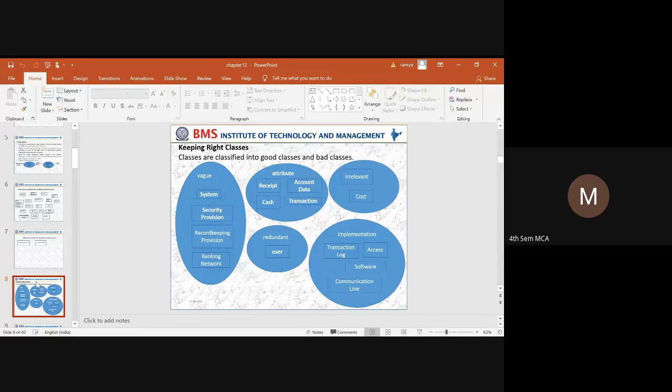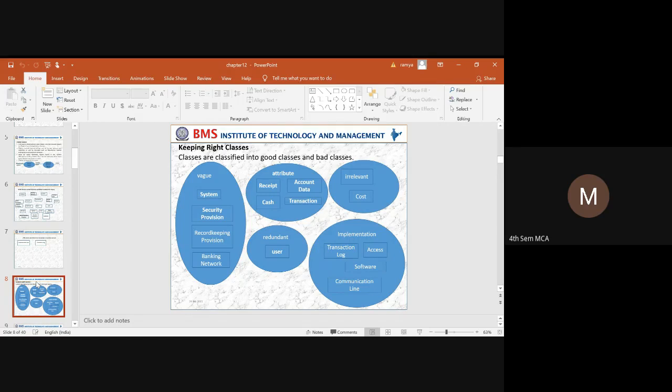Next is irrelevant, that is cost. Cost will be referred to a particular product, right? Say for example, if you are trying to purchase any goods, you will inquire what is the price or what is the cost of that particular goods. So you cannot take that cost as a word or a name of a class, which is irrelevant to the particular application.